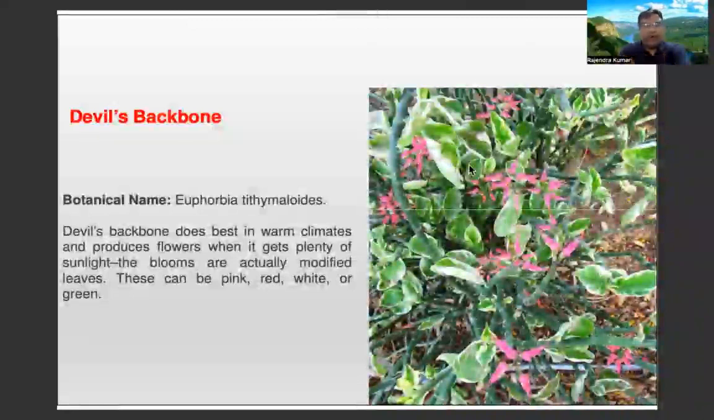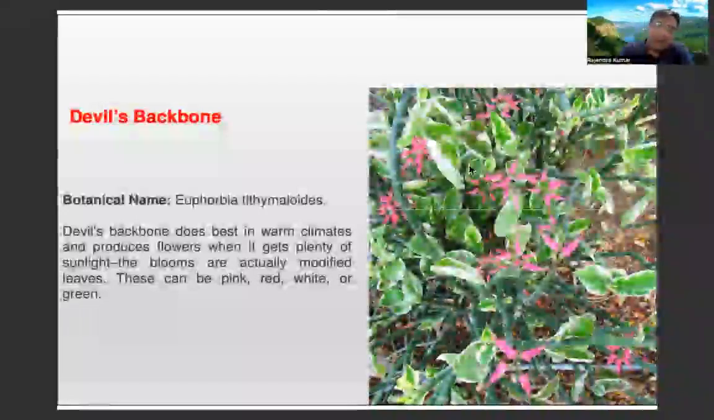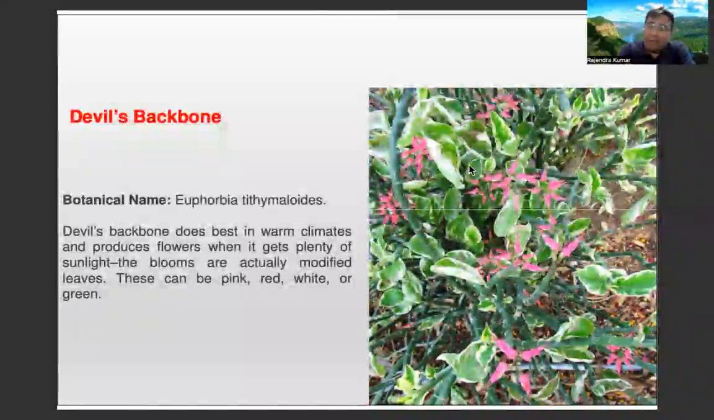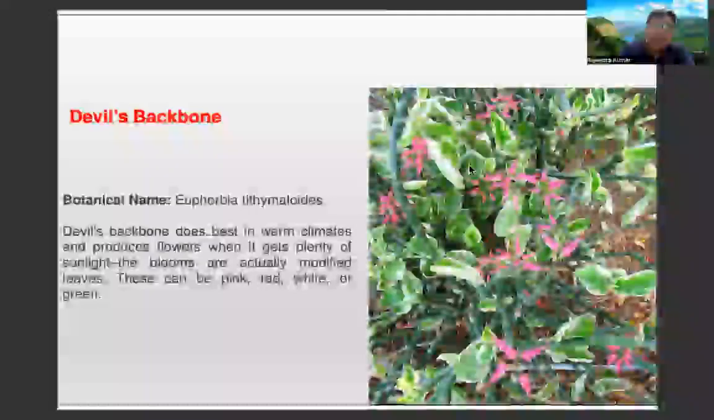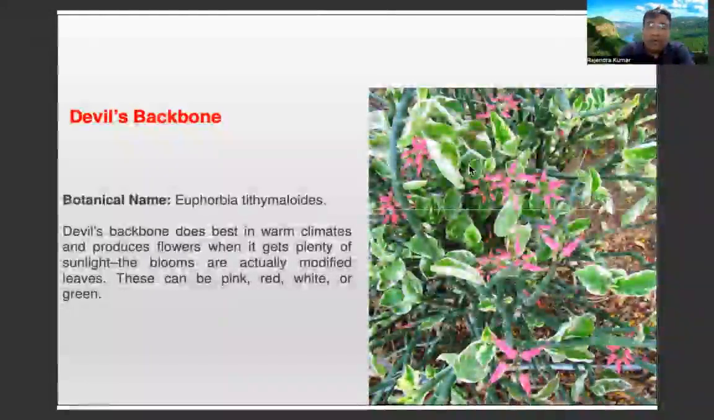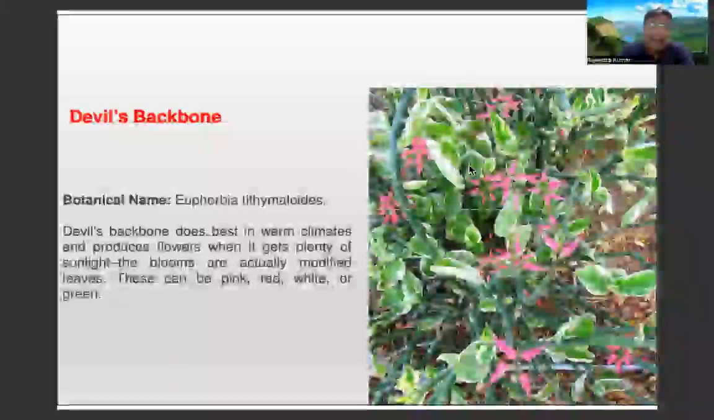So one is a very important landscape element which is being added as a part of the soft landscape. It's called devil's backbone. The botanical name mentioned is Euphorbia mililii, and this devil's backbone does best in warm climates and produces flowers when it gets plenty of sunlight. It blooms modified leaves, which can be pink, red, white, or green.